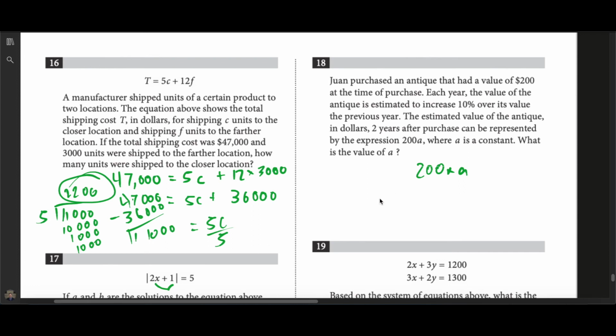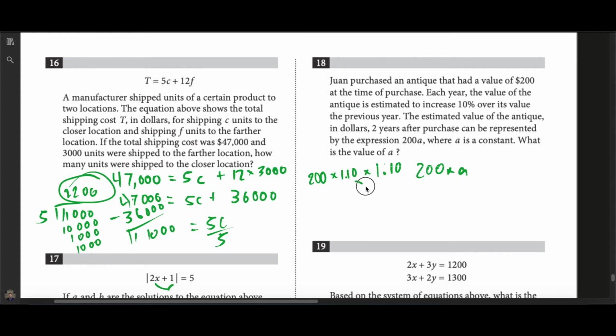Okay, so when you increase value per year, you're basically multiplying it by, you would increase it by 110%. But since we're doing it in decimal, you're basically going to say, okay, so 200 times 110%, which is 1.1, times, that's for the first year, 1.1. Again, 110% for the second year. So this is what you would do.